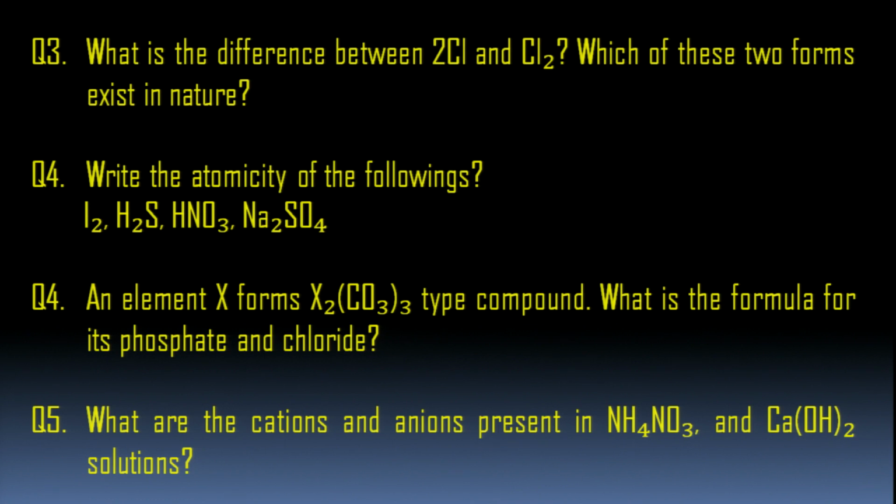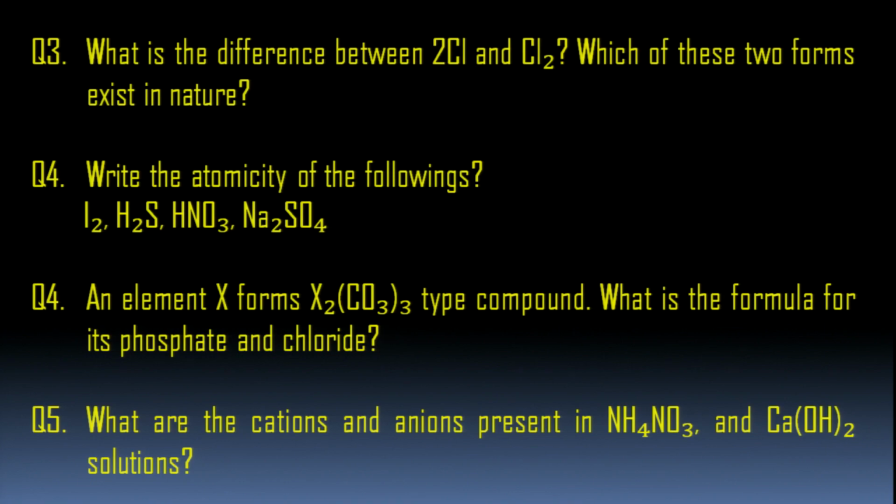What is the difference between 2Cl and Cl2? Which of these two forms exist in nature? Let me give you a hint. 2Cl means 2 atoms of Cl and Cl2 means 1 molecule of chlorine, and Cl2 is independent in nature. Write the atomicity of the following. You can do it: I2, H2S, HNO3, Na2SO4. That's very easy. An element X forms a compound of the type X2(CO3)3. Okay. What is the formula of its phosphate and chloride?